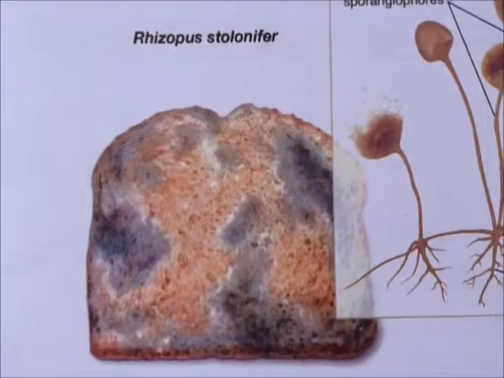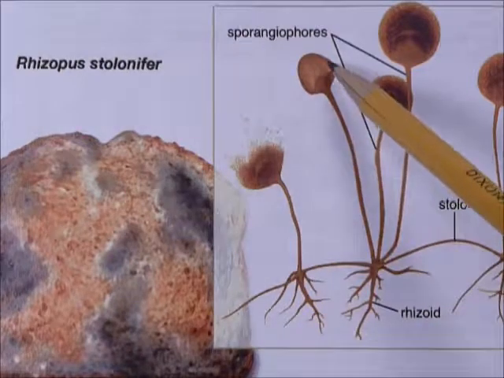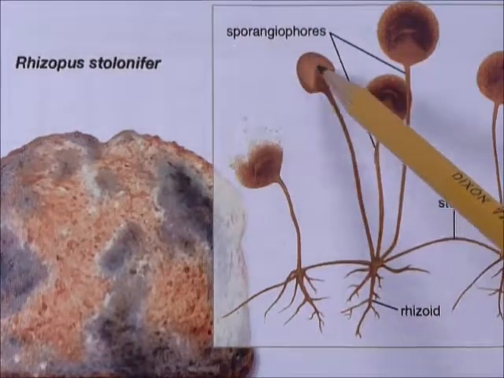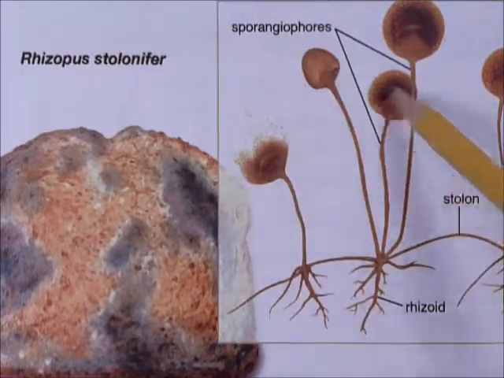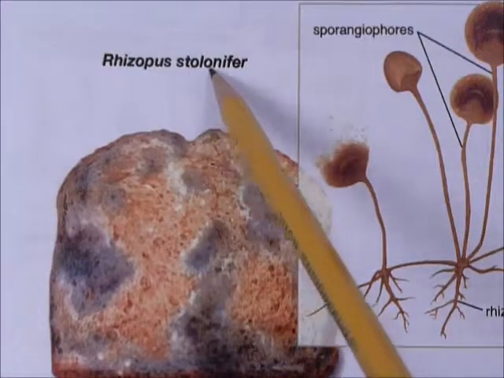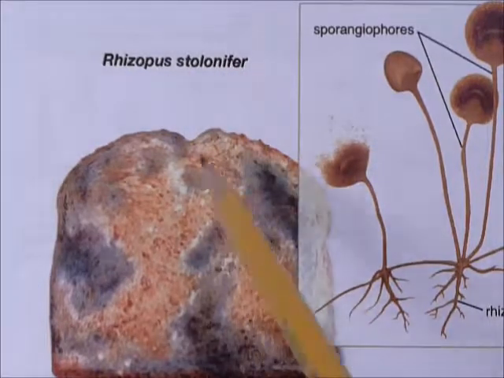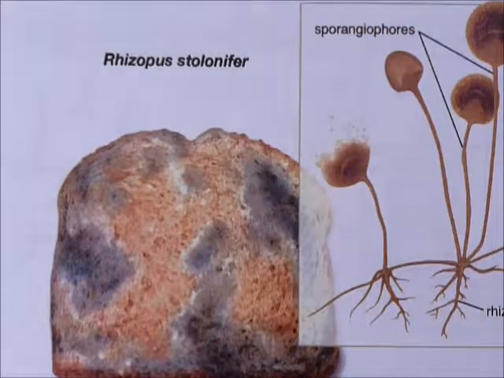Pretty soon the mycelium grows. And then the color, the blue or whatever, comes from these. You can't see the mycelium. So what you're seeing is all these things. And it's called Rhizopus stolonifer. That's the correct name for bread mold. I think Rhizopus, that's a kind of a neat name.